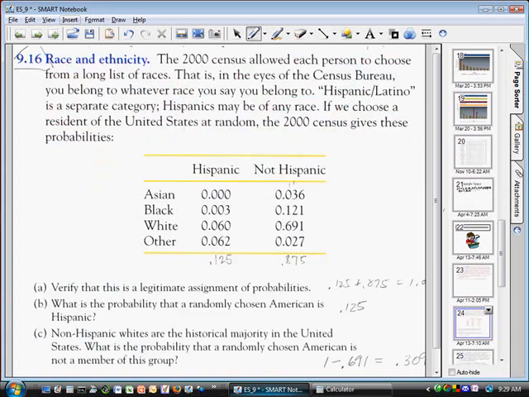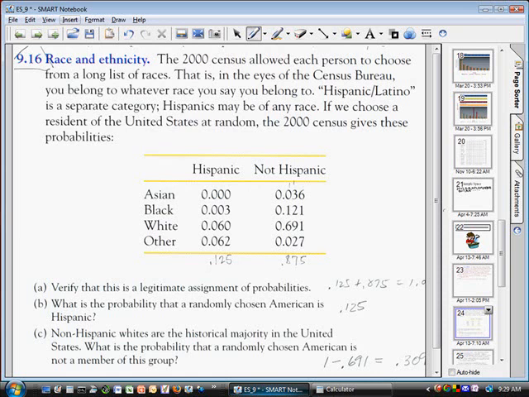Let's go on to number 16. Okay, 9.16. Bottom of page 234, race and ethnicity. The 2000 census allowed each person to choose from a long list of races. That is, in the eyes of the Census Bureau, you belong to whatever race you say you belong to. So whenever you get this questionnaire in the mail, you check something, that's what they assume you are. Okay?